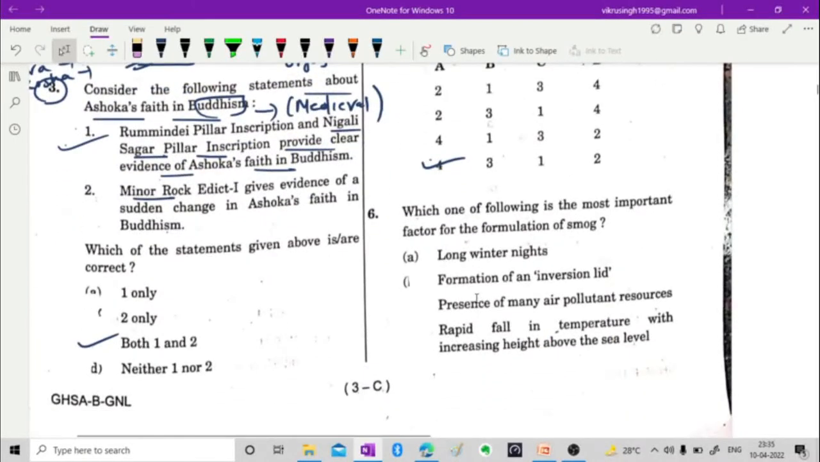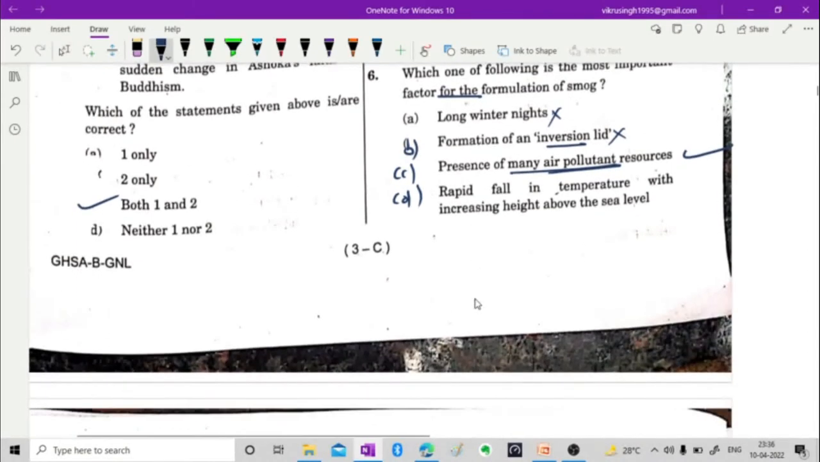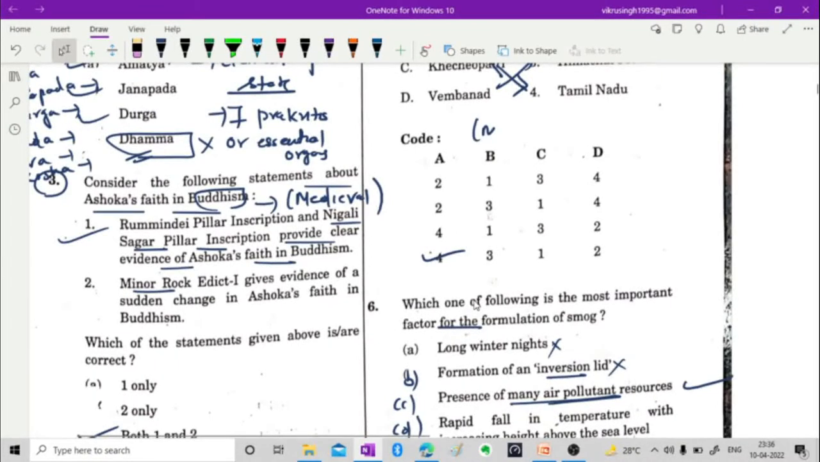So proceeding on to question number 6. Which of the following is the most important factor for the formation of smog? What are the conditions? Long winter nights, no. Formation of an inversion lid, no. Presence of many air pollutant sources, yes. This might be the option. This is a very important option for the formation of smog. Bahut hi accha question tha ye. It's from physical geography. And this one is also from mapping or geography. Geography questions.